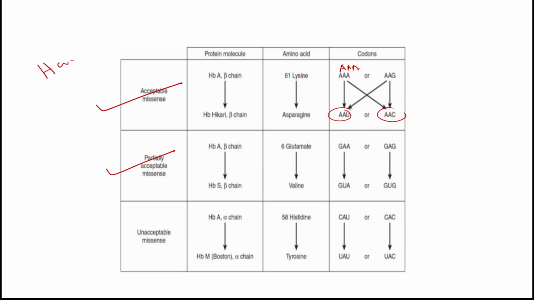Here, instead of lysine at the 61 position, you would see asparagine. But the beautiful fact about this protein is that even though it has been produced with an asparagine, this is in fact the hemoglobin A strand. The hemoglobin A strand will function as a normal hemoglobin, will not have any change whatsoever. So this is called the Hikari mutation. The Hikari mutation will not have any changes because asparagine is functionally similar to lysine.